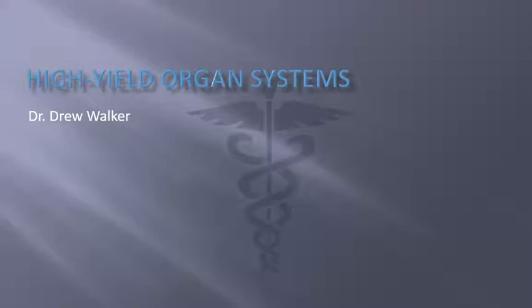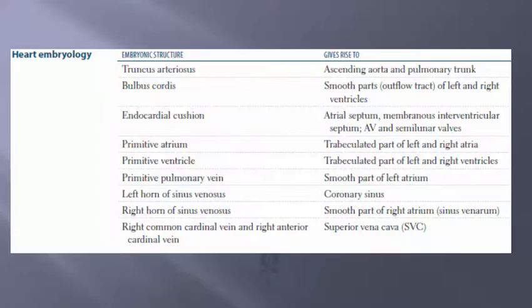So these are high-yield organ systems. I'm going to do a number of these to target the USMLE Step 1. Heart embryology, always important. There's a truncus arteriosus. These are ascending aorta and pulmonary trunks. Okay? So again, ascending, the aorta is out of the heart. Pulmonary trunk is the input to the lungs.